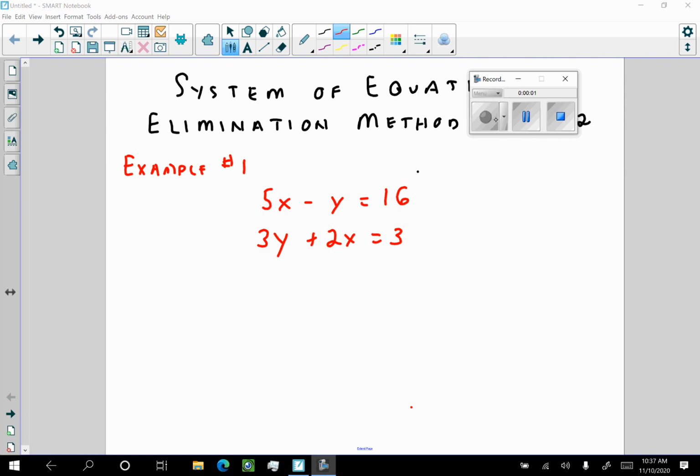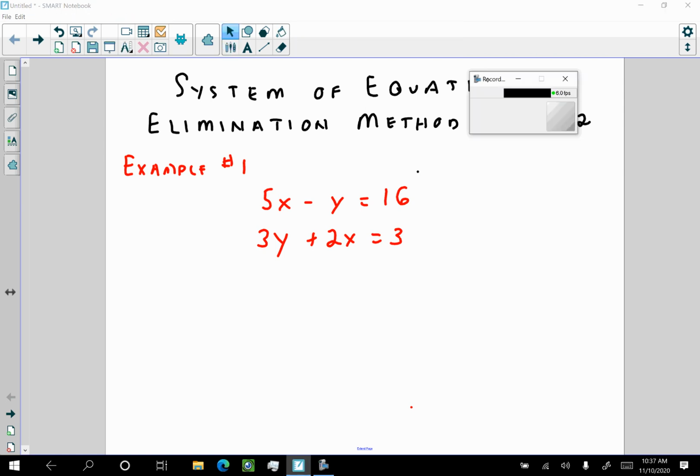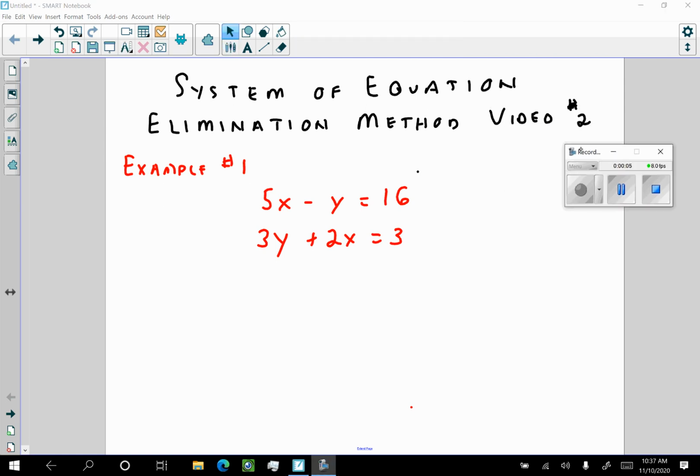Okay, ladies and gentlemen, let's look at another little video on solving systems of equations using the elimination method, and this will be video number 2. Alrighty, so example 1: I have 5x minus y is equal to 16, 3y plus 2x is equal to 3.